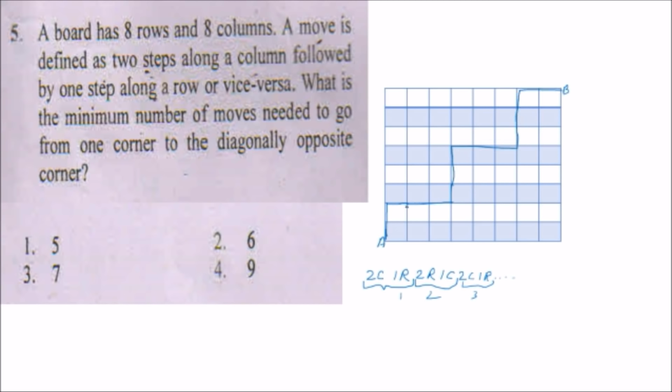So the first move is 2 up, 1 right; the second is 2 up, 1 right; the third is 2 right, 1 up; the fourth is again 2 up, 1 right; and after one more move it will be at point B. So how many moves has it taken? 1, 2, 3, 4, 5, 6. Six moves to get from point A to B. So the answer will be number 6.